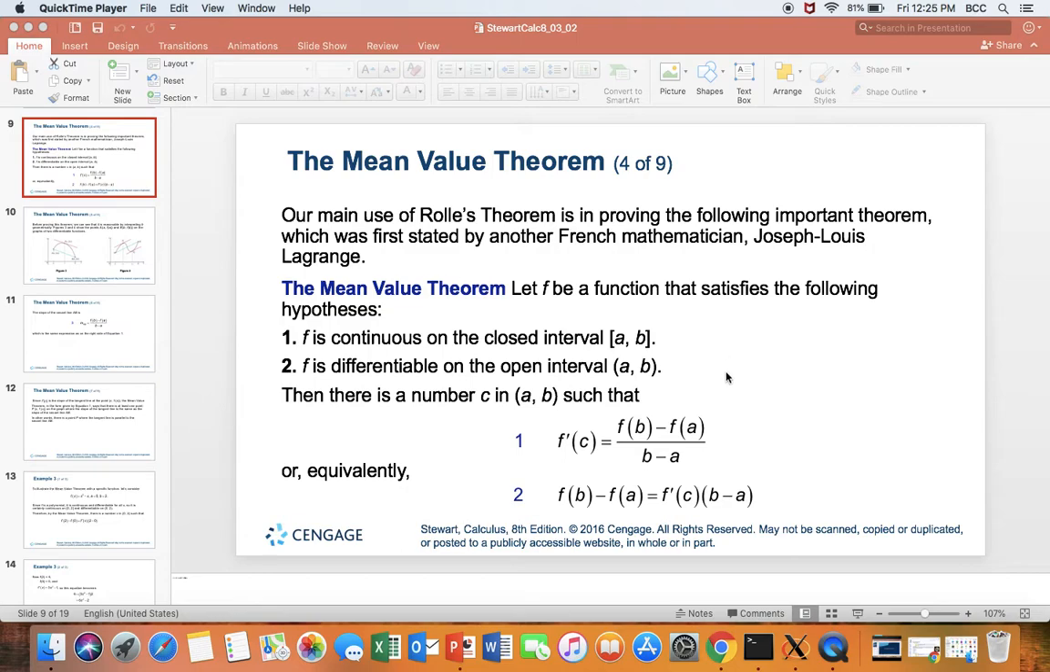Geometrically, continuity means what? Your curve is not broken. Geometrically, differentiable means what? Your curve is smooth. There are no pointed points. All right, so let's look at a few examples.